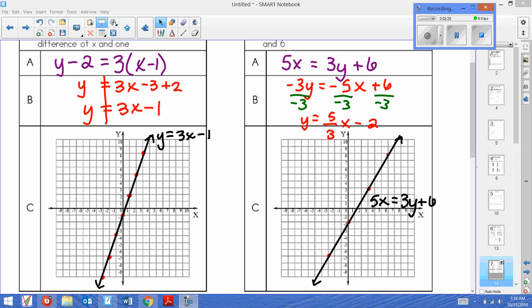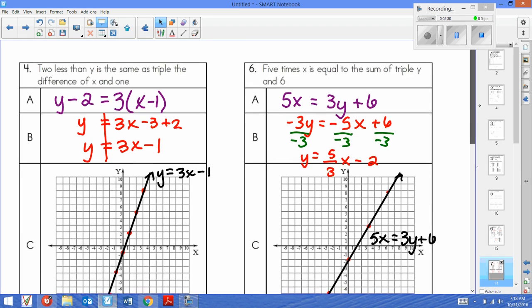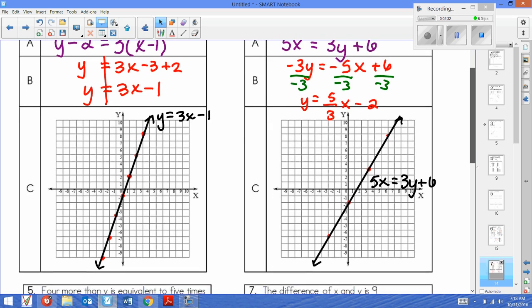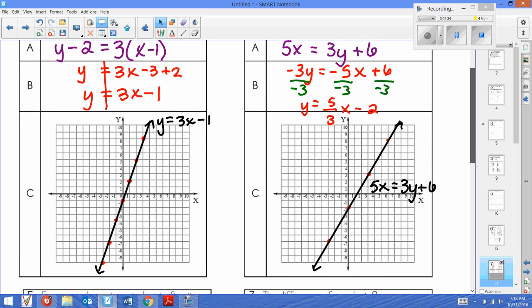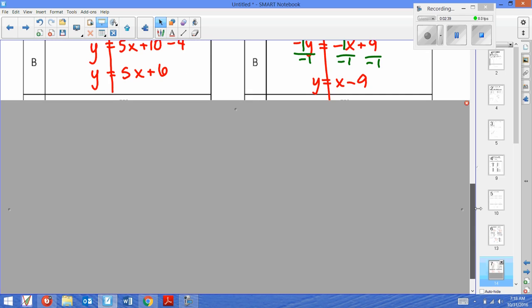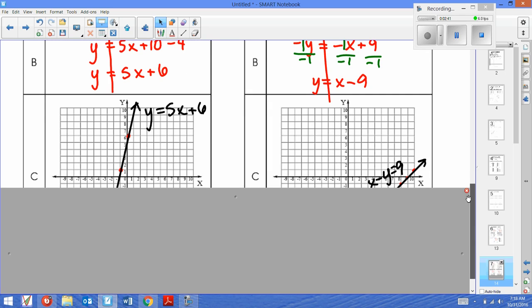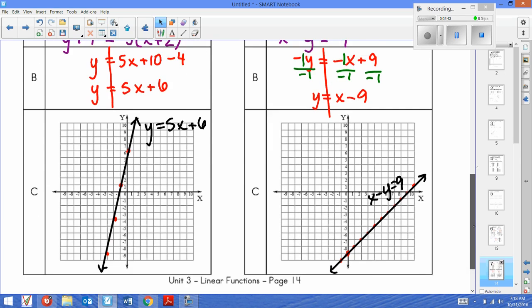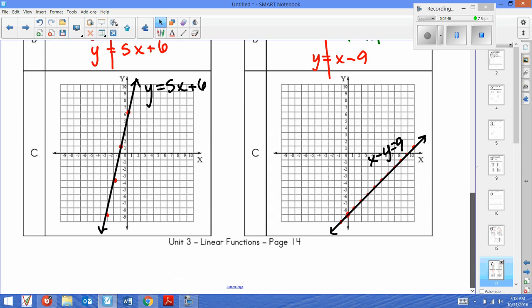Here are the answers to the top 2. What is this? 4 and 6. Pause the video if you need to. And down below here is 5 and 7.